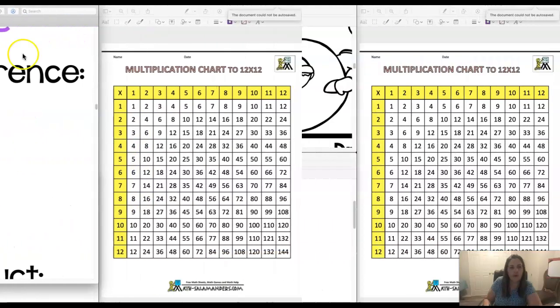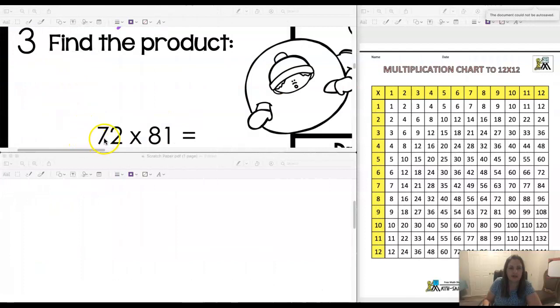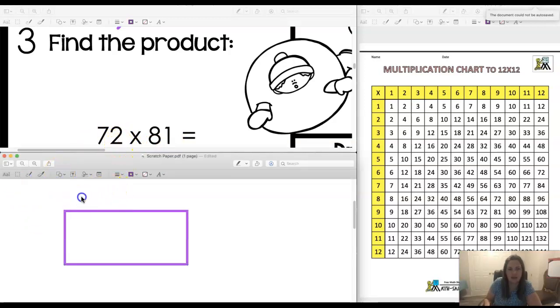Okay, I have question 3, find the product. 72 times 81. Since it's a 2-digit number by a 2-digit number, I'm going to go ahead and use an area model. I'm going to take 72 and write it out in expanded form. 7 is the same as saying 7 tens or 70. 2 is the same as saying 2 ones. I'm going to do the same thing with 81. 8 really represents 8 tens or 80, and the 1 just represents 1 1.